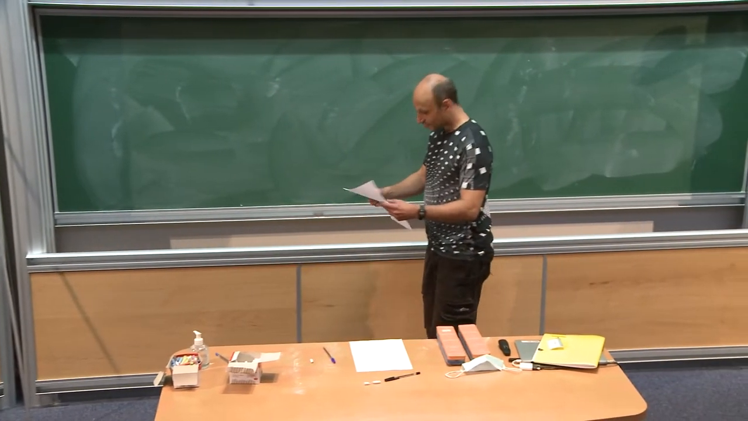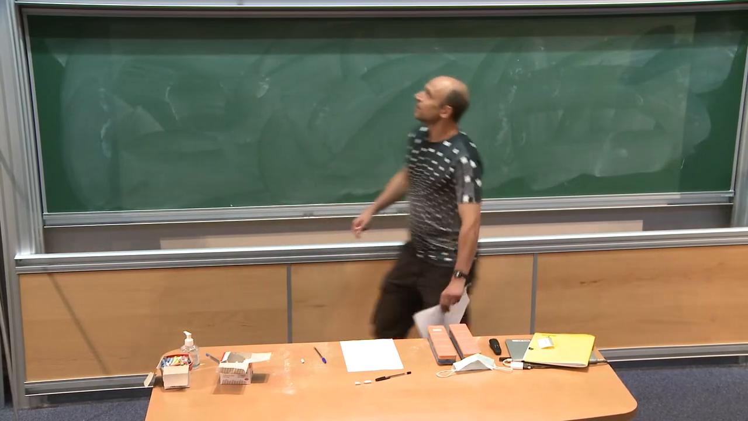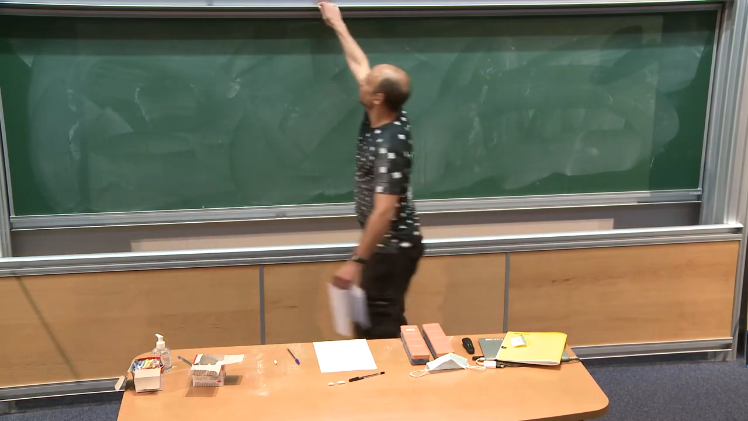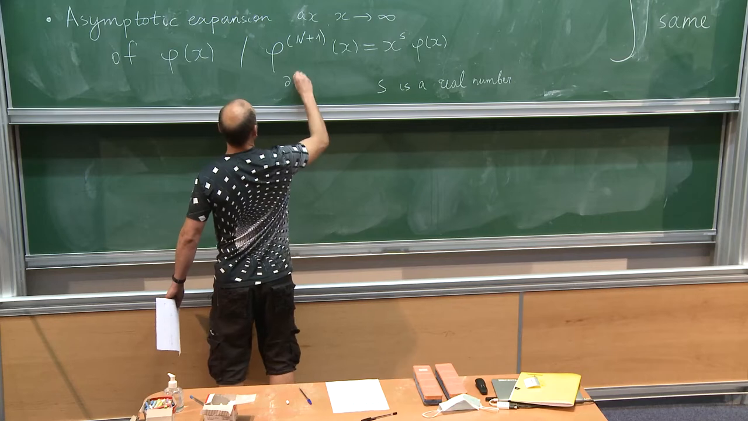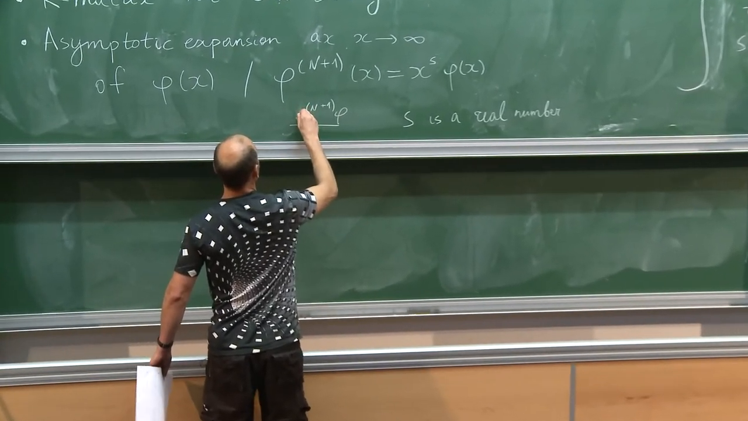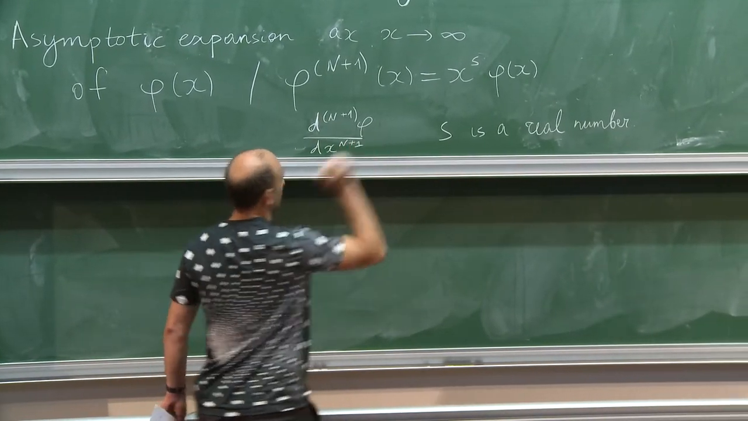Can you say what is x? Oh, x is a variable. It's the parameter. So it's the (n+1)-th derivative of phi with respect to x. Just one variable, yes.